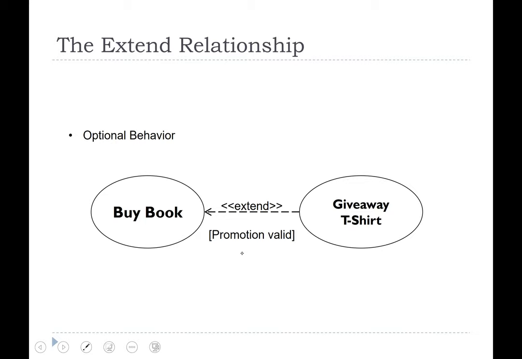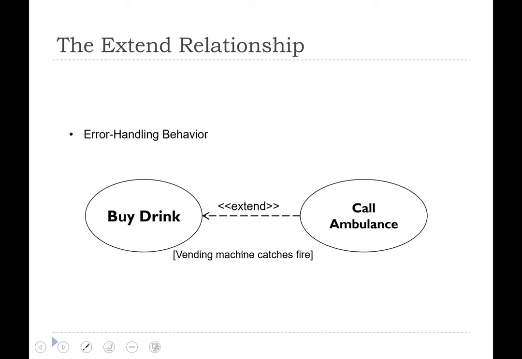Okay, so I'm buying a book. I can give away a t-shirt as some sort of promotion, so there's a valid promotion going on. That's kind of like to get you to buy the book, okay? Obviously, I don't need to give away the t-shirt in order to buy the book, right? Error handling behavior, okay? Where I'm putting something really exceptional. Now I'm going to come to error handling in a moment, okay?